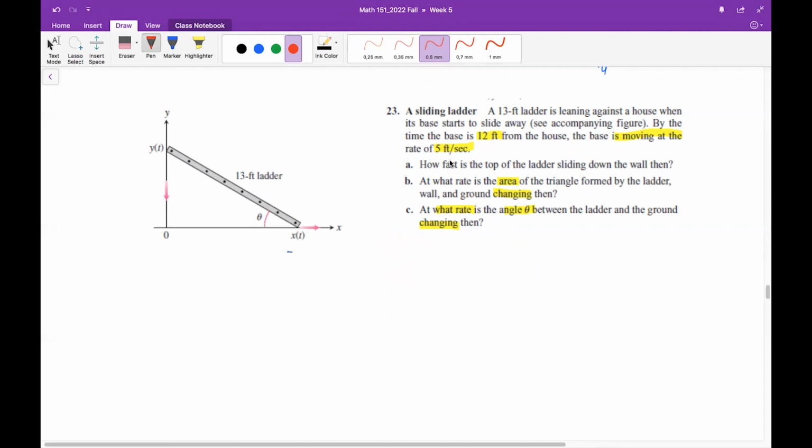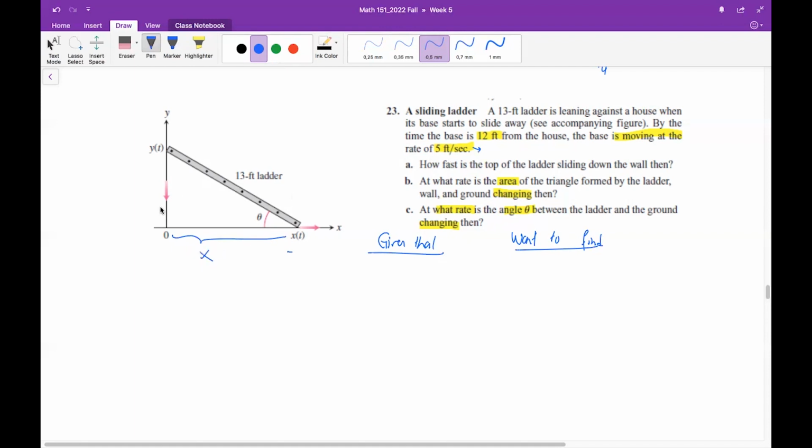Okay, so for this question, I will construct the general structure for you and you will try to solve it by yourself. Okay, so what is given here? Let's write given that and want to find. What is given? The base is moving at a rate of 5 feet over second. But this is the rate of change of what?